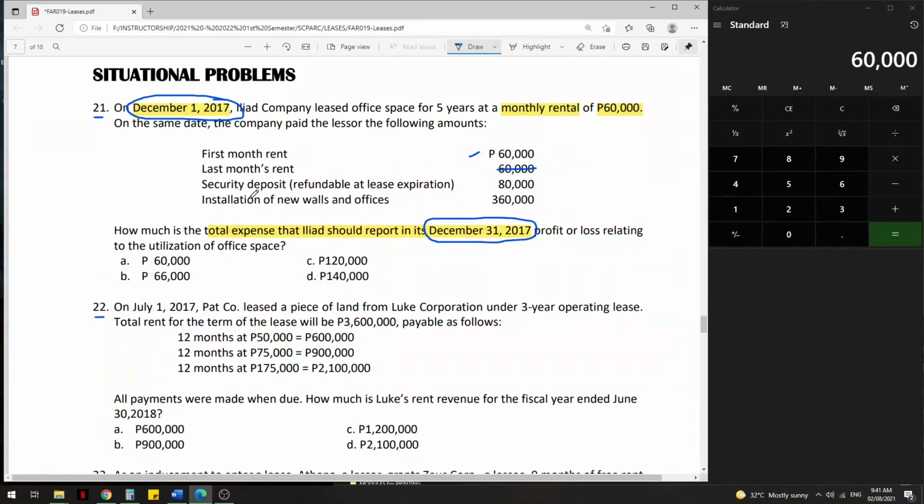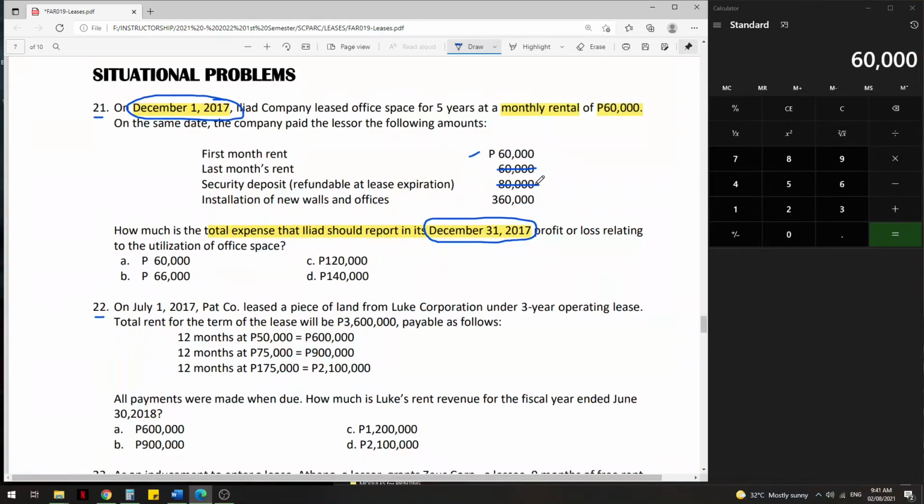Next, security deposit. Itong security deposit naman guys, this is refundable at lease expiration. Kapag refundable ang security deposit, that means that this is going to be recorded as a receivable from lessor and not as a rent expense. So that is also out of the picture.